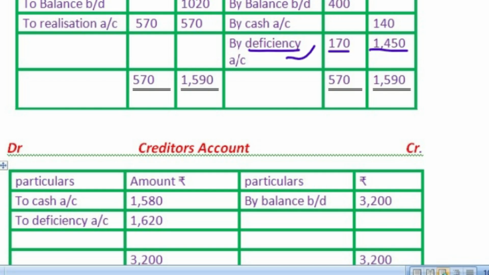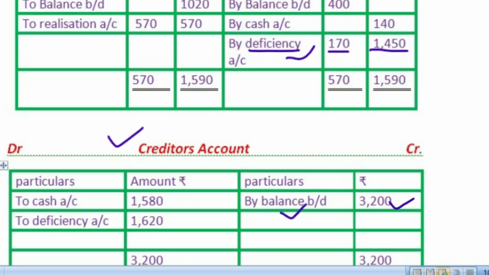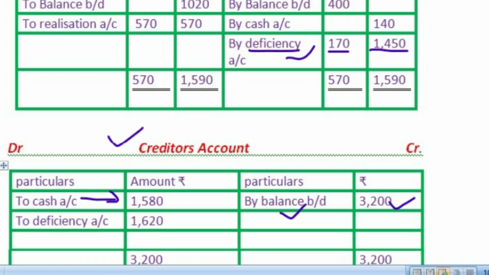creditors. On the liability side, the creditors balance appearing is 3200, and that balance will appear as the opening balance here, like "by balance b/d 3200". The same amount is shown in the balance sheet liability side, creditors 3200. And to cash account, the amount paid to creditors is 1580. And how do we know that only 1580 rupees was paid to creditors?